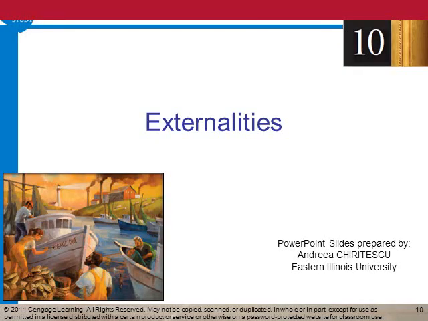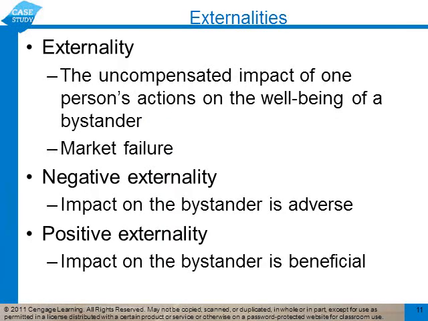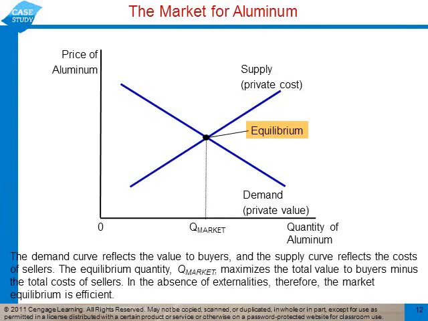Okay, so let's talk about the next discussion today, that is the concept of externalities. Externality is the uncompensated impact of one person's action, the person that makes an economic decision, on the well-being of the bystanders, of the rest of the community. This is what's called market failure. So it's something that someone does that may produce an effect on others. It can be a negative effect or a positive effect on the bystander.